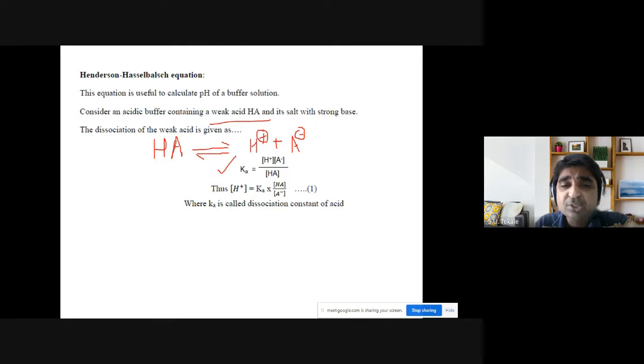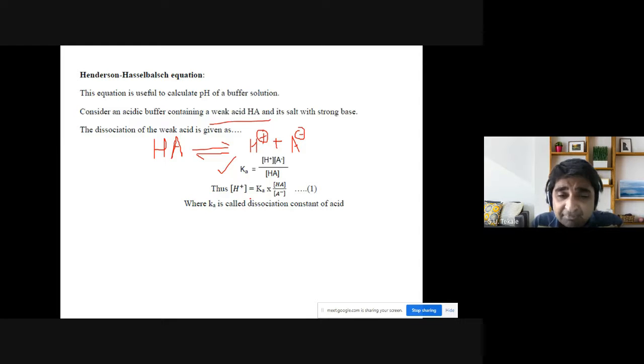and the dissociation constant K for this reaction can be written as the product of concentrations of these two products divided by the concentration of the reactant, right? So the dissociation constant for this equilibrium can be written as Ka is equal to concentration of H plus ions and A minus ions divided by concentration of undissociated HA. Or from this, the H plus ion concentration will be Ka multiplied by concentration of HA divided by A minus.